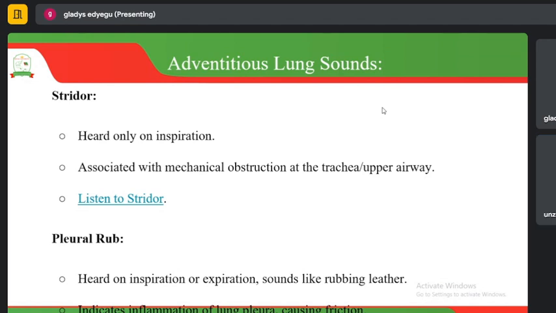Our patients with stridor, that's how they present. So you need to listen to it and you realize this patient has a problem. There could be an obstruction. When you look at this statement, associated with mechanical obstruction, mechanical means there should be something, either a foreign body that has blocked the trachea or any part of the upper airway. So these patients come presenting with this kind of sound, and you start suspecting an obstruction.